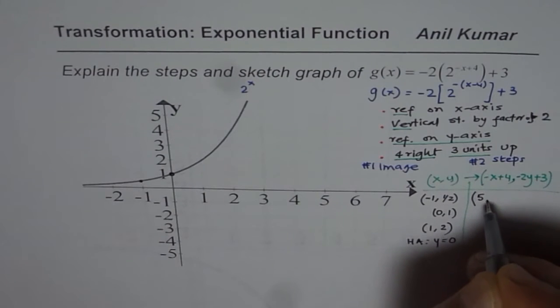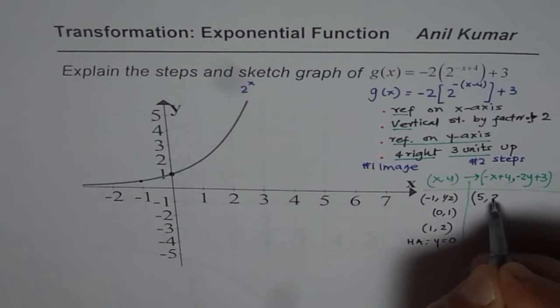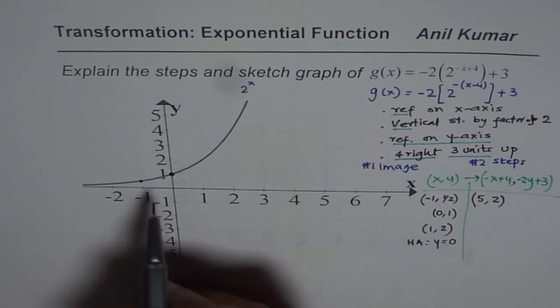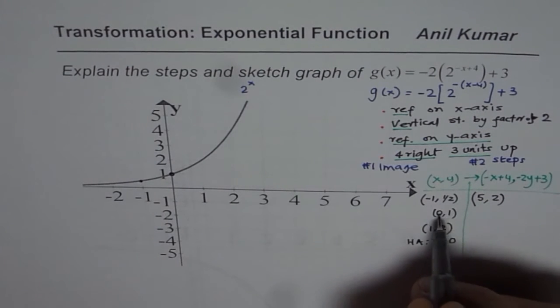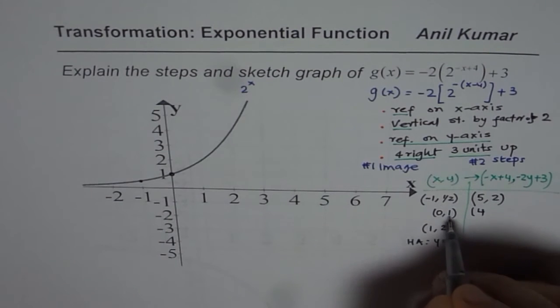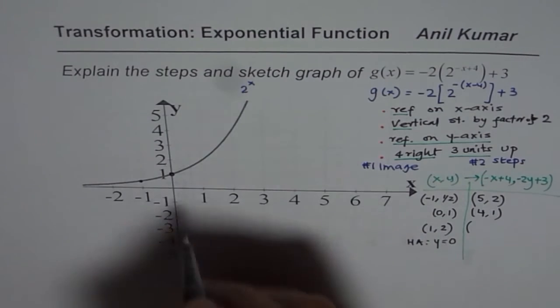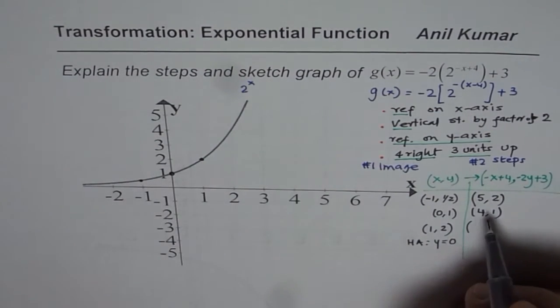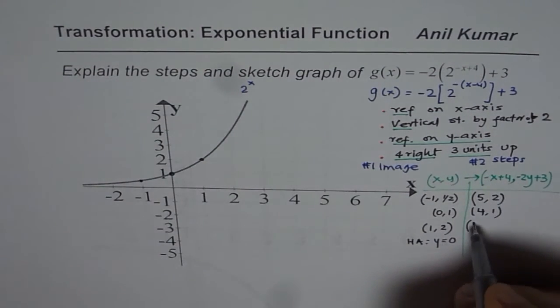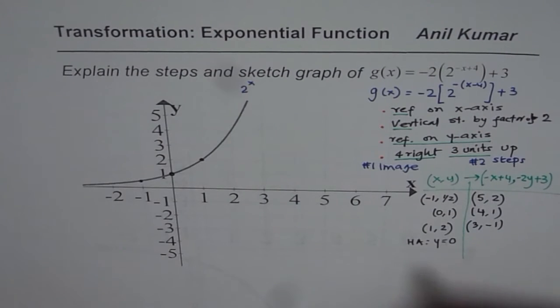So x value is 5. Half times minus 2 is minus 1. Plus 3 is plus 2. So 5, 2 is the transformed point for this one. For 0, 1, we are left with 4 for x, and for 1, minus 2 plus 3 is 1. 1 and 2, that means this point, 1 and 2. If I write 1 here, I get plus 3. If I write 2 here, minus 4 plus 3 is minus 1.